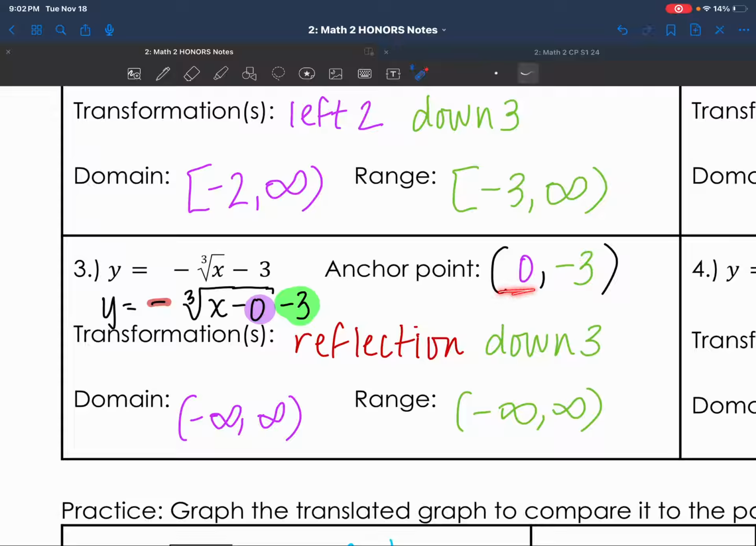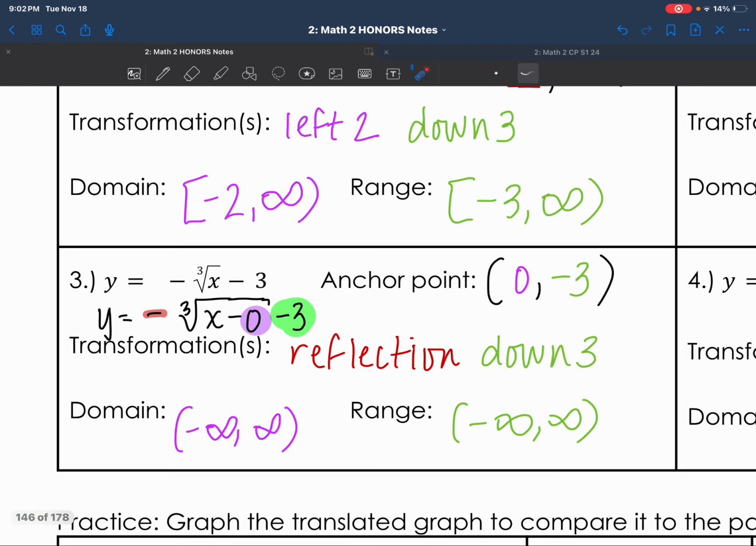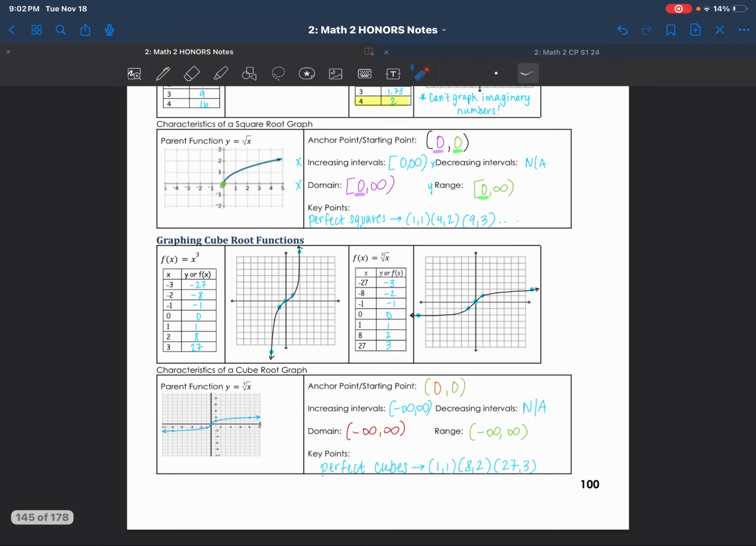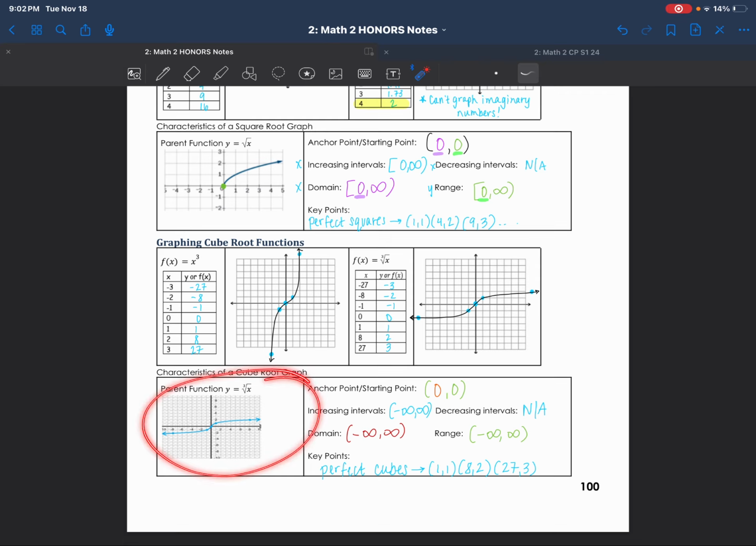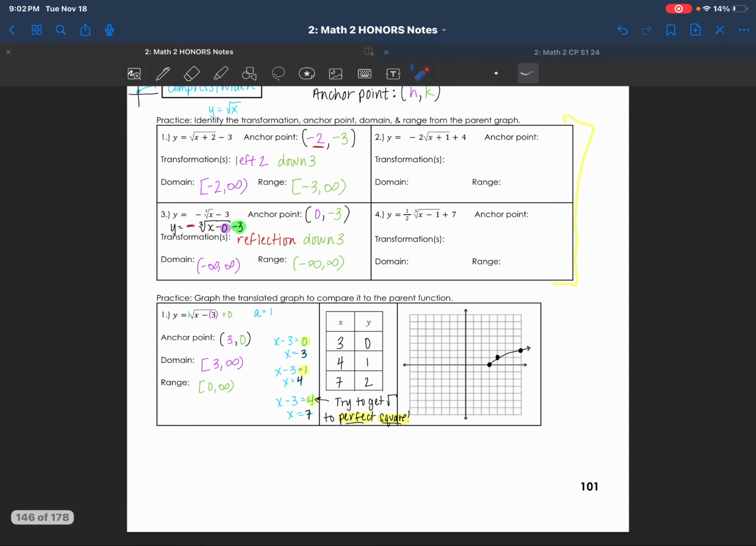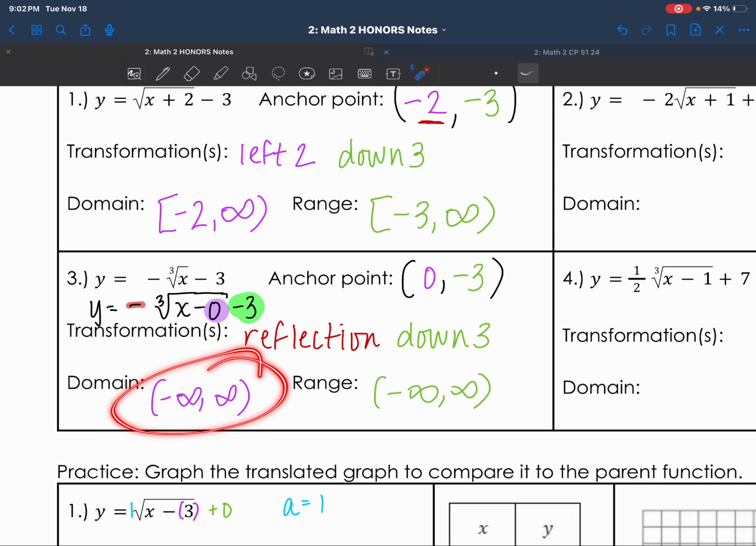But anyways, domain, you're here. Remember, domain for the cube root, you're going this way, but since it's reflected, you're going to actually go that way. So we are right here, but we're going to reflect and go the other direction. So domain and range. Domain is negative infinity to positive infinity, because it's going from here to here. And then range, it's going to get wider as we go, so that's why it's negative infinity to positive infinity.